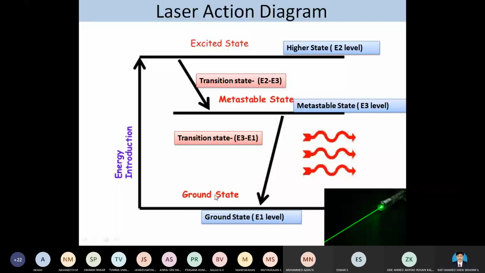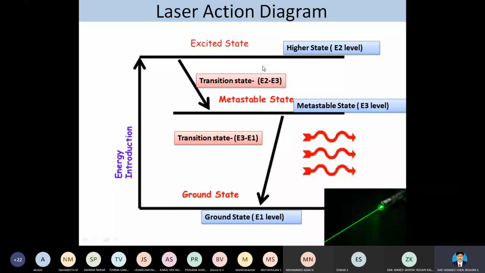See, this line is the ground level. This line is the higher level. Initially, the atoms are all in the ground level. When we apply the external energy, the atoms in the ground level gain the energy and go to the higher state. When the atom in the higher state jumps down, here we have taken a metastable state. This metastable state is the intermediate state.